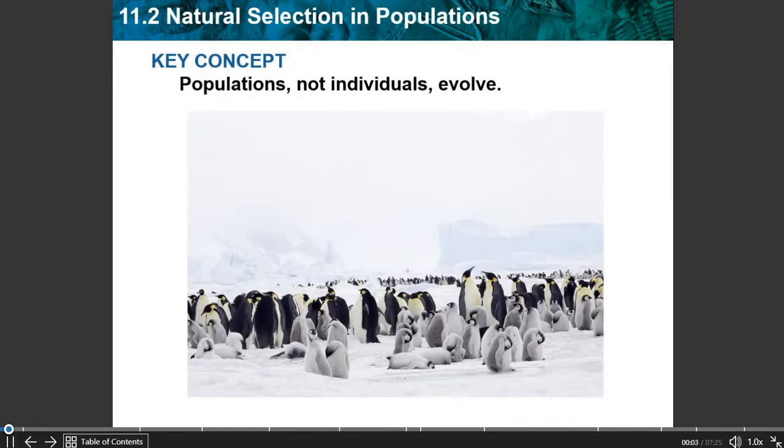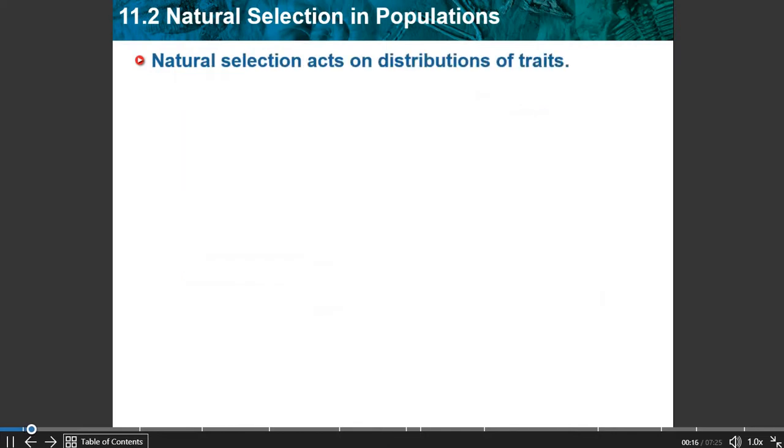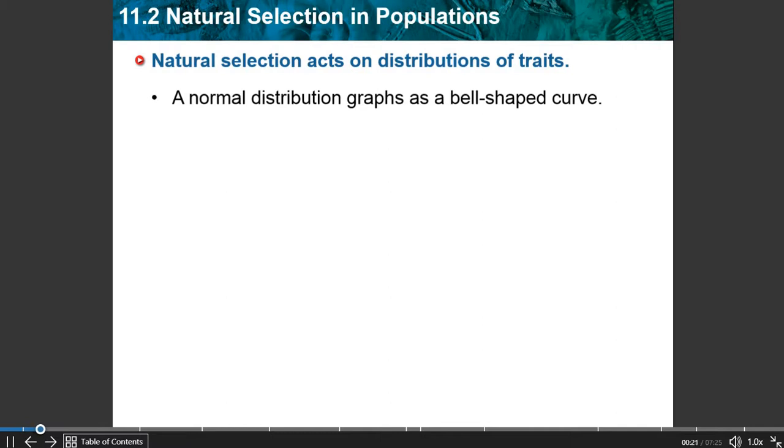For 11.2 and 11.3, I have put them together because they both sort of go with one another. So again, talking about populations and how they can change and evolve. Natural selection acts on the distribution of traits. If we're talking about a single gene trait, you'll end up seeing one of the traits becoming more dominant in a population. And it doesn't matter whether it's the dominant trait or not, it's going to be what's best suited for that environment that you would start to see more and more of.